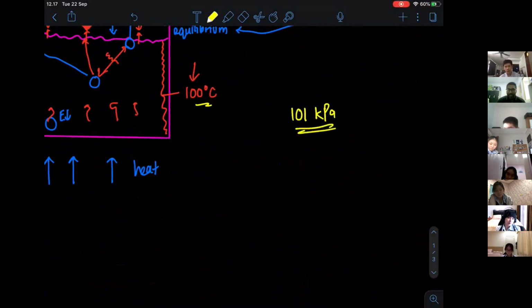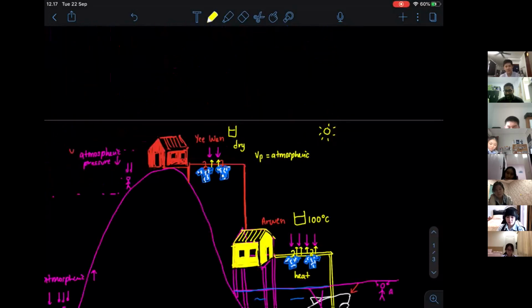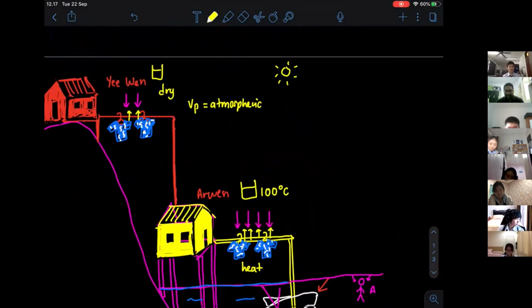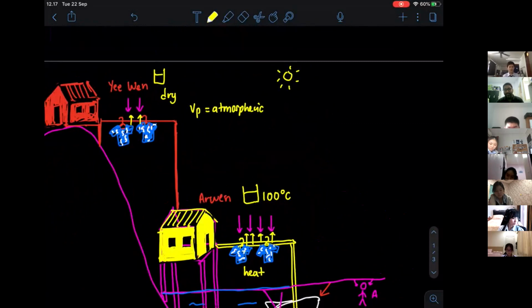In most situations, this is the standard condition, 101 kilopascal. But now the pressure is different. When the pressure is different, your boiling point is going to be different as well. Your atmospheric pressure is lower, so it's much easier for Even to boil water. It means Even might actually be able to boil the water at 80 degrees Celsius. It's not magic. This is simple knowledge, using the atmospheric pressure.